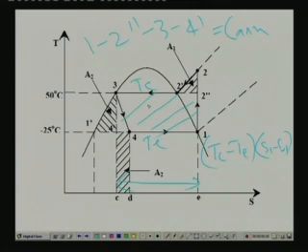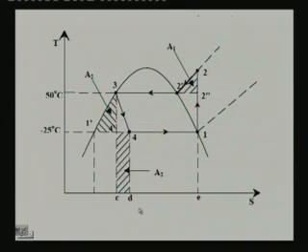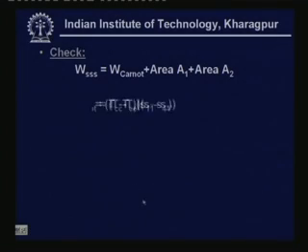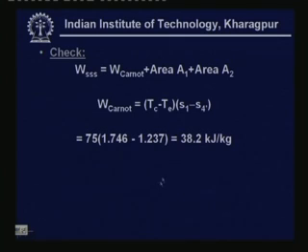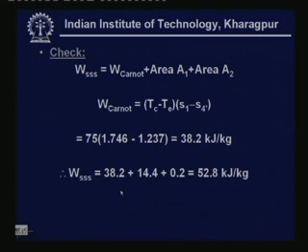We know all these things. You can easily calculate the work input to the Carnot cycle, and the work input to the actual cycle is the work input to the Carnot cycle plus this area plus this area. So you can check your result. Work input to the Carnot cycle is found to be 38.2 kilojoule per kg, and work input to the standard cycle from this expression is 38.2 plus 14.4 plus 0.2, which works out to be 52.8 kilojoule per kg, which matches exactly with the data obtained earlier.